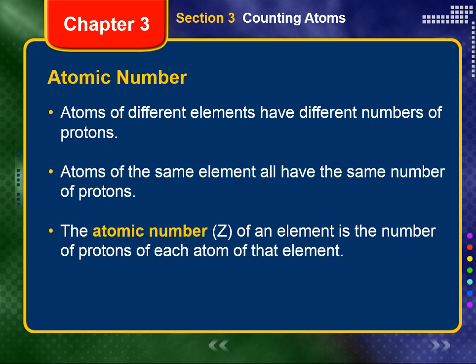Atomic number. All atoms are composed of the same basic particles. Yet all atoms are not the same. Atoms of different elements have different numbers of protons. Atoms of the same element all have the same number of protons. The atomic number, Z, of an element is the number of protons in the nucleus of each atom of that element.